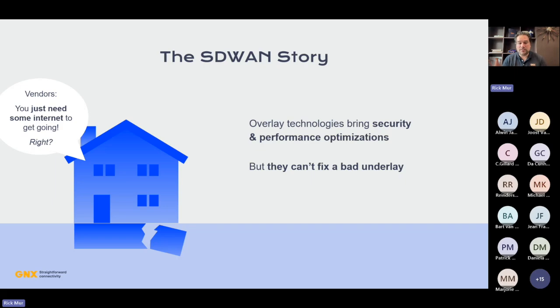They offer amazing solutions and amazing appliances that can go on site and solve a lot of different things. They're zero-touch provisioning. They come online very easily, and the configuration for that is much more rapid than it was in the past. However, they will have some smart algorithms and optimizations that they can do on an internet connection, but they can never fix a bad underlay.